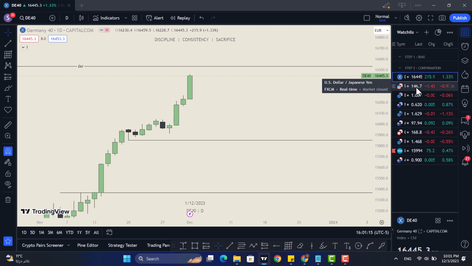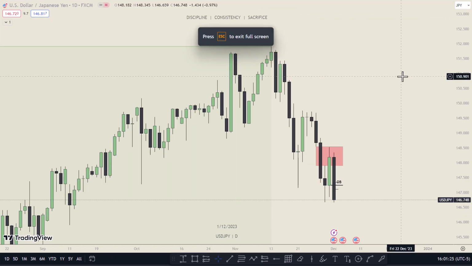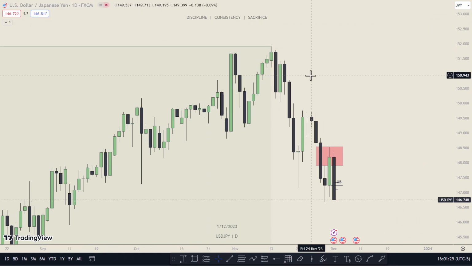And now let's go to the next pair. So the next pair is US dollar against the Japanese yen, so a Forex pair.